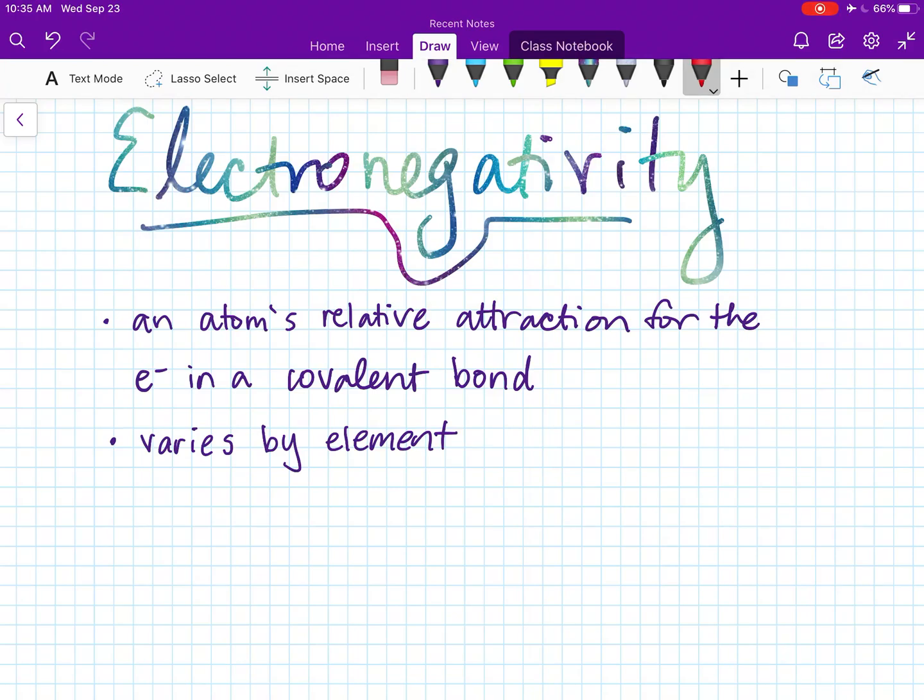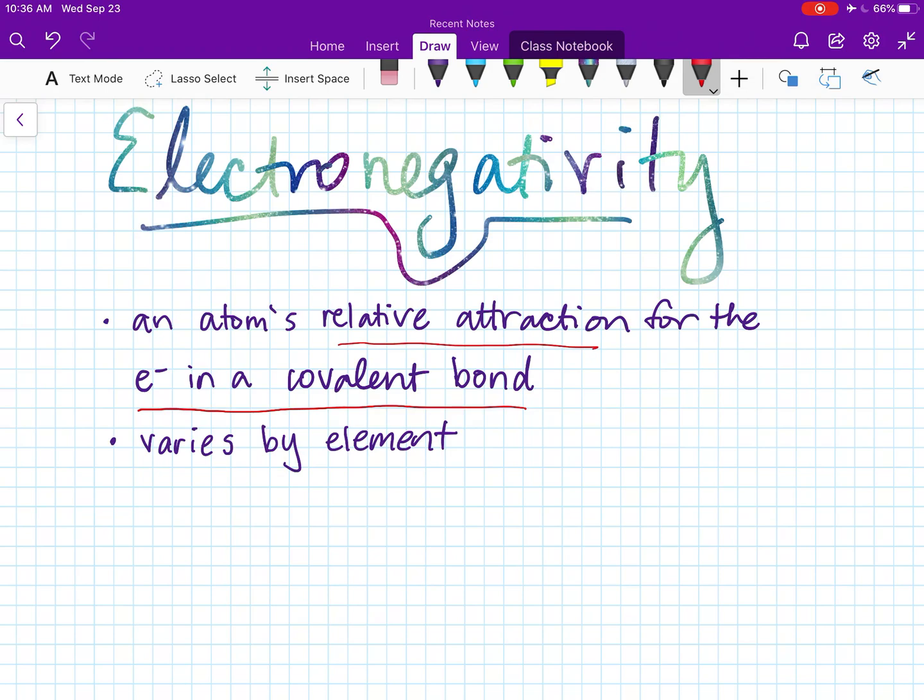So here we're going to discuss the concept of electronegativity. Electronegativity is always in the context of a covalent bond, and it is defined as an atom's relative attraction for the electrons that are shared in a covalent bond. Another way to think about it is that it is like the greed that an atom would have for the electron density that it's sharing in the bond. The more electronegative the element, the greater its attraction for the electron pair.